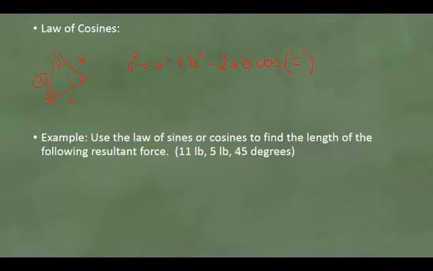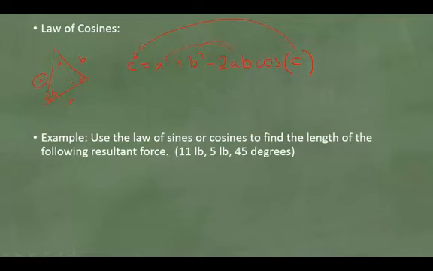So you need that extra little bit. Negative 2ab cosine C. Notice the order: a, b, C. Okay, so let's try this in a problem.